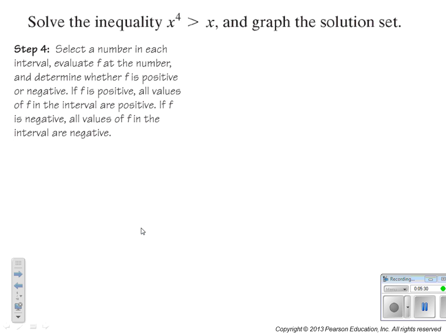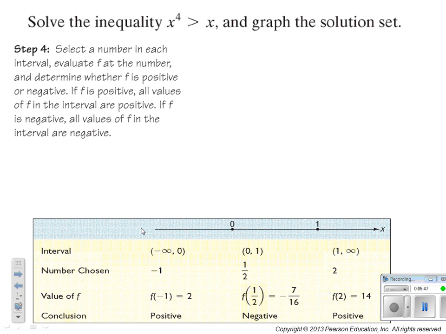So what we do then is we test to see if we are below the x-axis or above the x-axis. If we put in a test number and we get a positive, then we're above, and if we put in a test number and we get negative, we're below. So we're going to do some testing. From negative infinity to 0, we're going to put negative 1. When we plug negative 1 into our function, we get 2. That's positive.